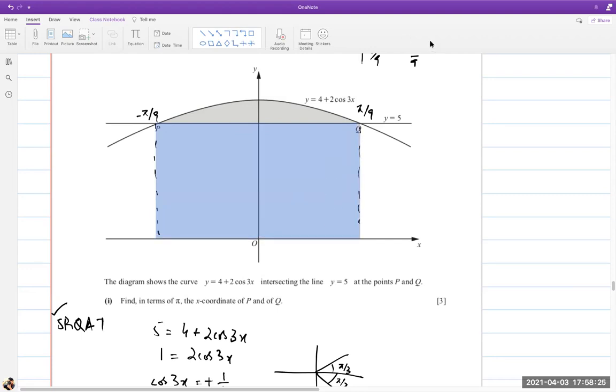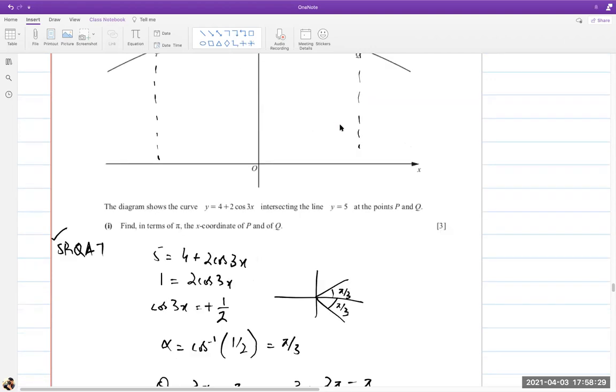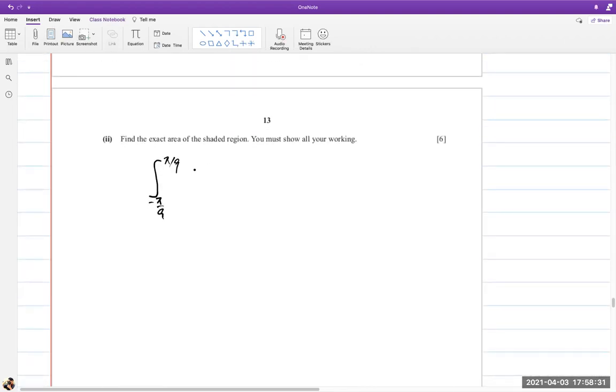So there are two ways to do it. You can just start right away or you can do it at the end. So I'm going to do the 4 plus 2 cos 3x minus 5 dx. मुझे इसका एरिया चाहिए. So minus 5.